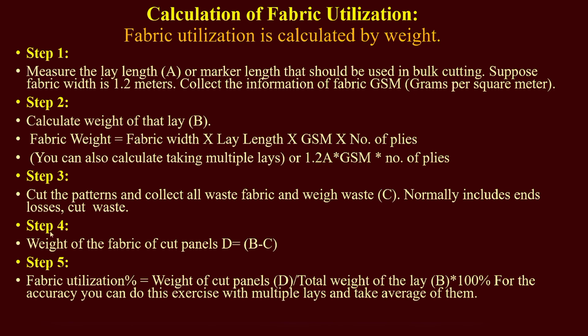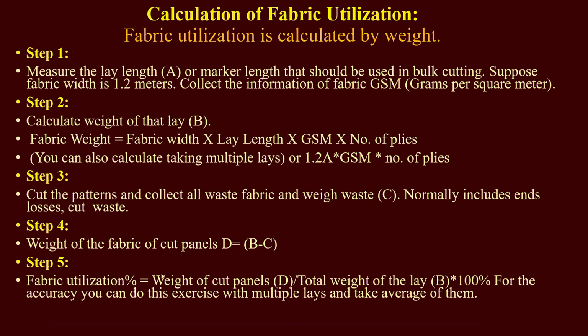Fourth step, the weight of fabric of cut panels, D, is equal to B minus C. B is the total weight of fabric and C is the waste, the piece which is not a part of the garment. So C will be subtracted.